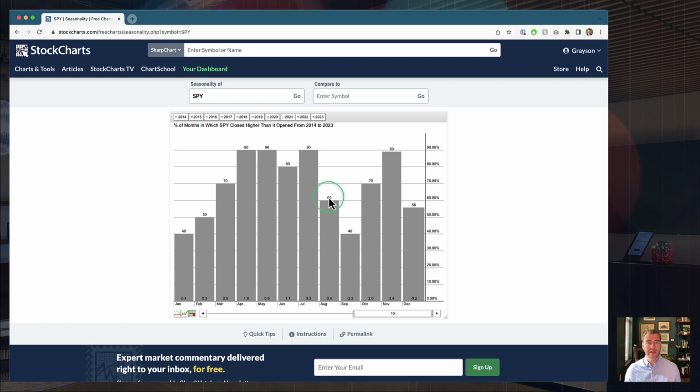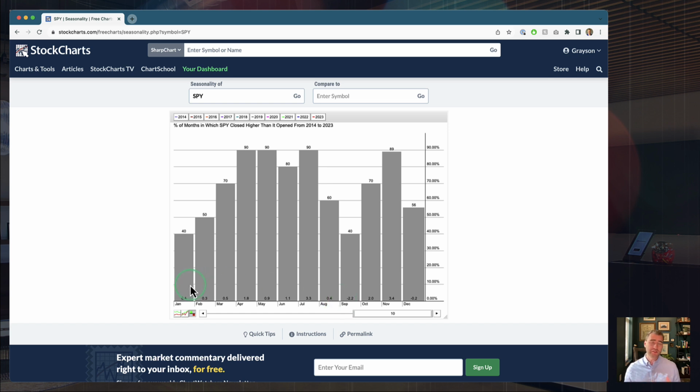Now, if we compare that to, for instance, April or May or July, where SPY has typically climbed higher 90% of the time, these are historically strong months versus historically weak months like September and actually like the month of January as well. The number at the bottom of these seasonality charts is going to tell you the average percentage move for this security in that month.